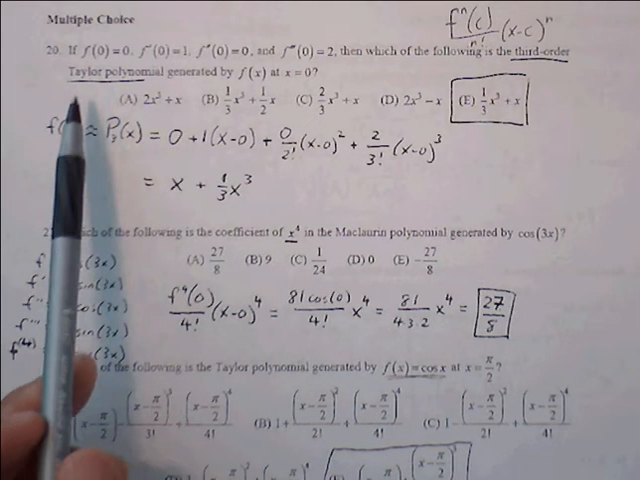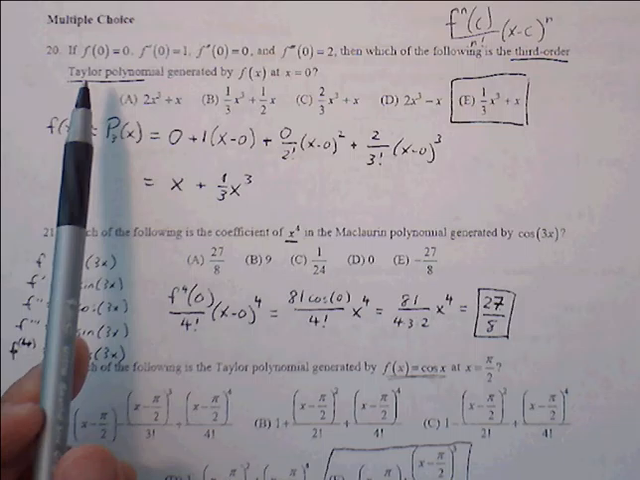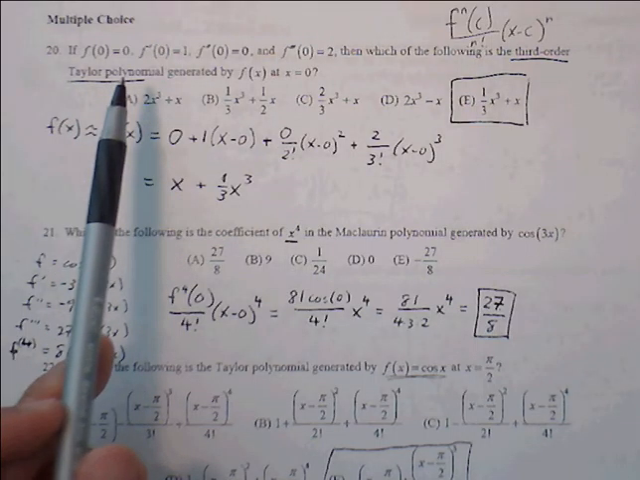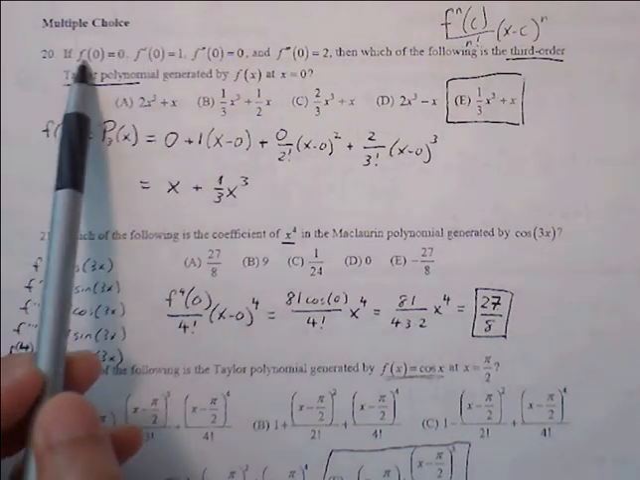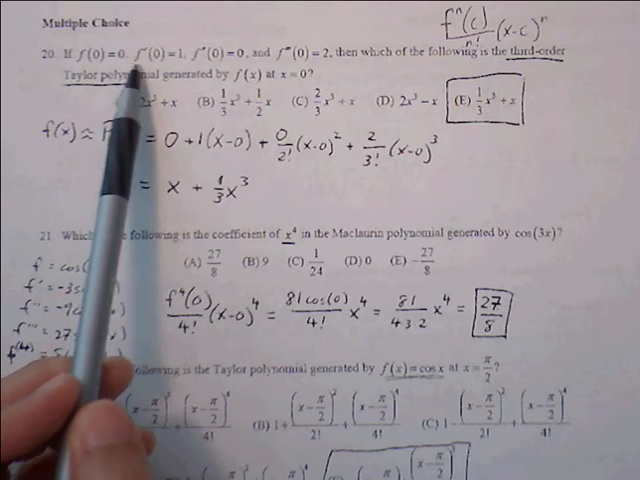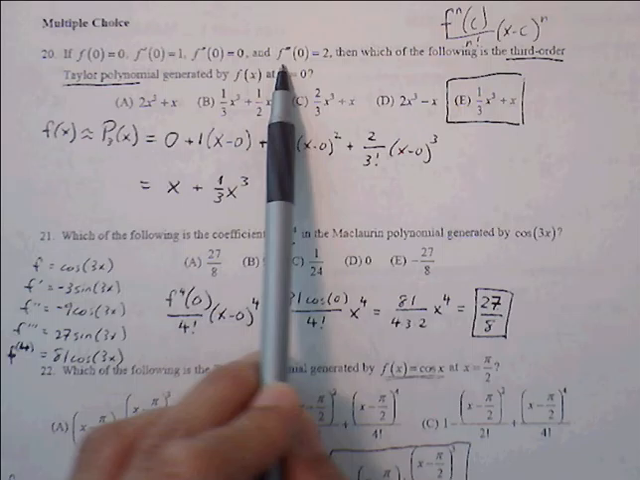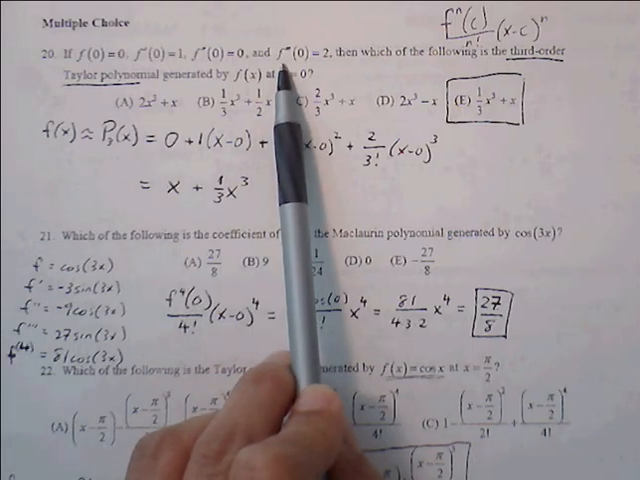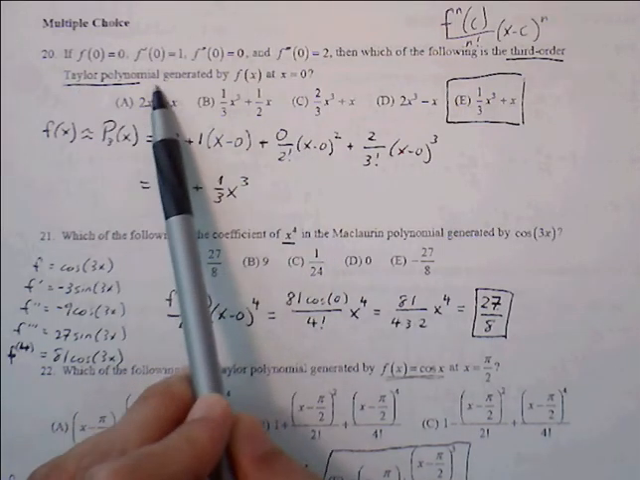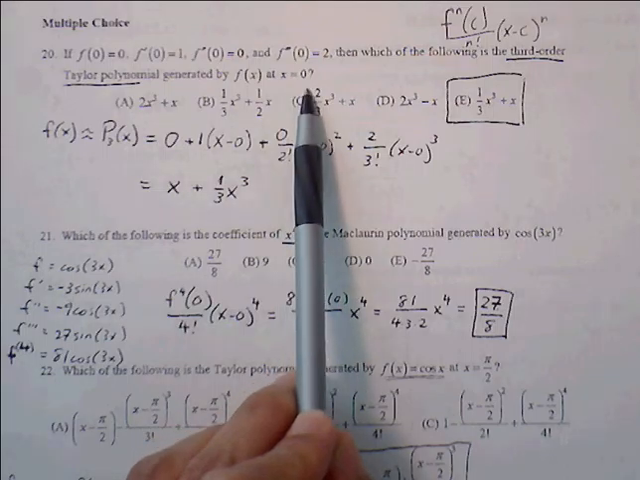We are continuing with 9.1, Chapter 9, review worksheet number 1. This is the back page. Number 20: f of 0 equals 0, f prime of 0 is 1, f double prime of 0 is 0, f third derivative at 0 is 2. Which of the following is the third order Taylor polynomial generated by f of x at x equals 0?